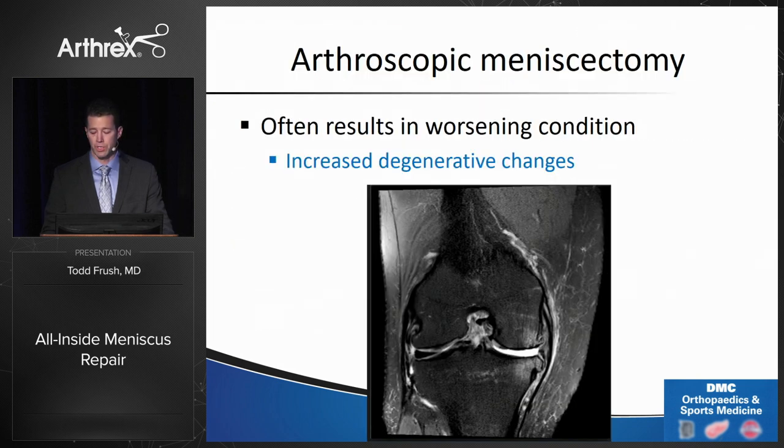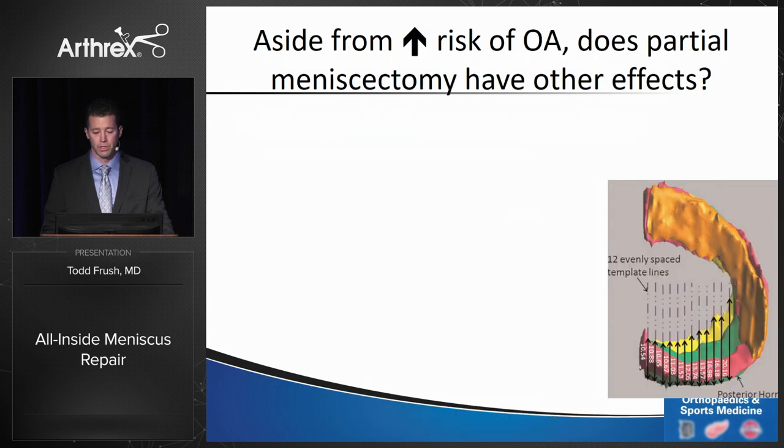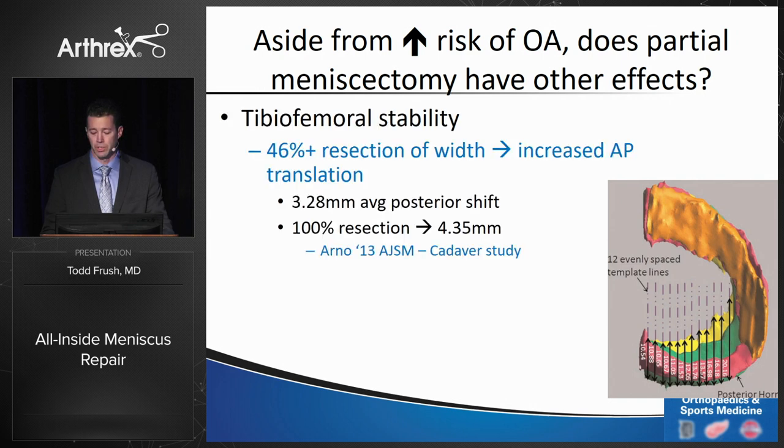Unfortunately, arthroscopic partial meniscectomy often results in worsening degenerative changes, such as those seen here in this MRI. Aside from the increased risk of osteoarthritis, we know that partial meniscectomy has effects on tibiofemoral stability and therefore should be avoided at the time of cruciate ligament reconstruction. It also affects coronal alignment.